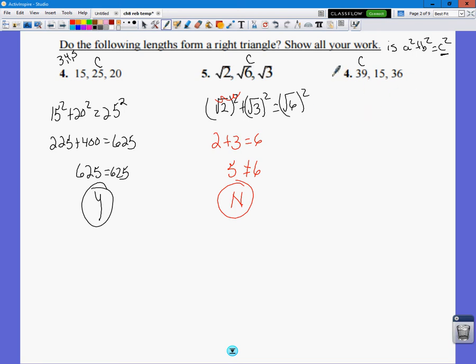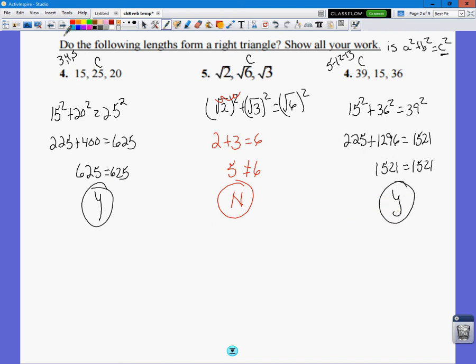This one also happens to be one of the triples. This happens to be the 5, 12, 13 triple that we talked about in class. But again, to check it, 15 squared plus 36 squared is equal to 39 squared. 15 squared is 225. 36 squared is 1296. And 39 squared is 1521. And since 1521 is equal to 1521, yes, this is a right triangle.